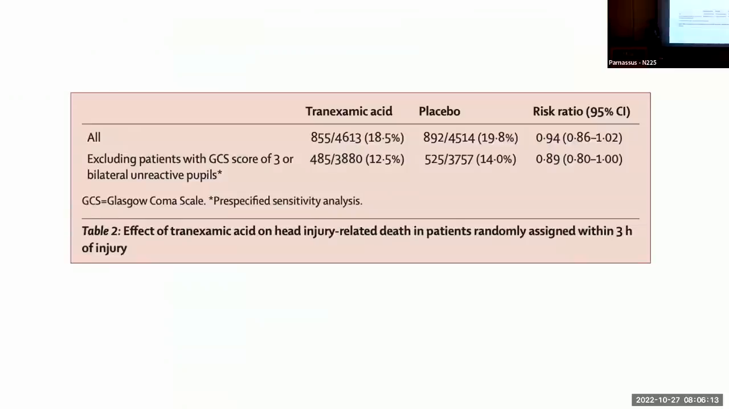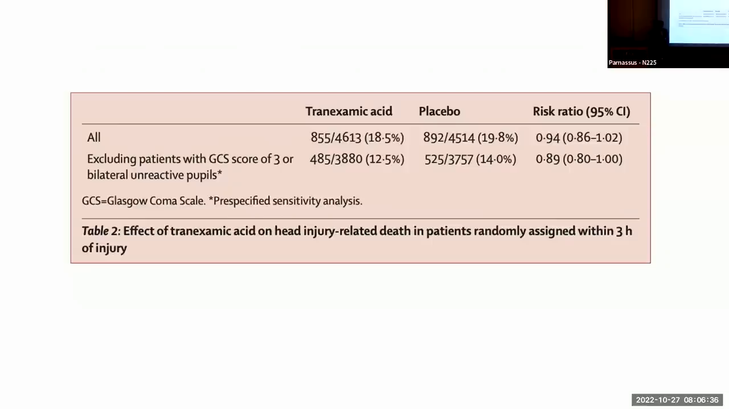Here was the primary result of the study. The primary result of the study was a unique endpoint called head injury-related death. There's death, and then there's head injury-related death, which requires some adjudication. The doctor has to make a call. Is this head injury-related death or not? In this study, I think the vast majority of deaths were head injury-related deaths, like over 90% of deaths. But put an asterisk next to it.